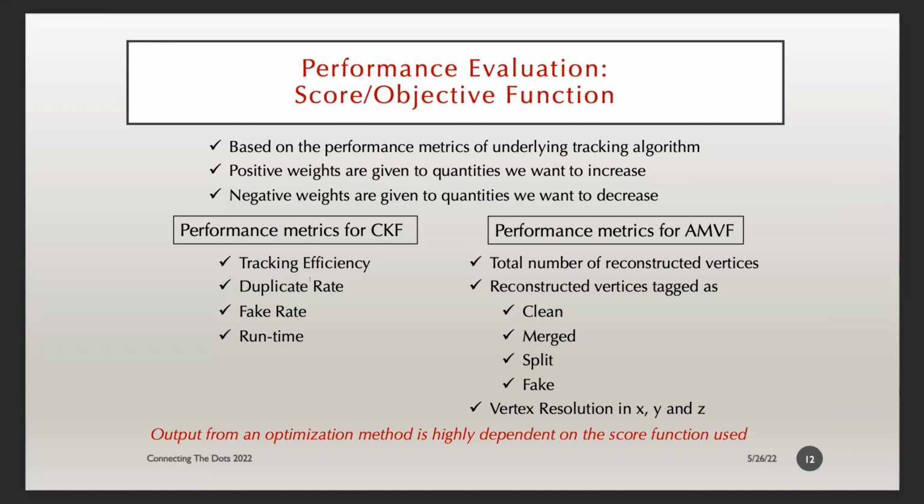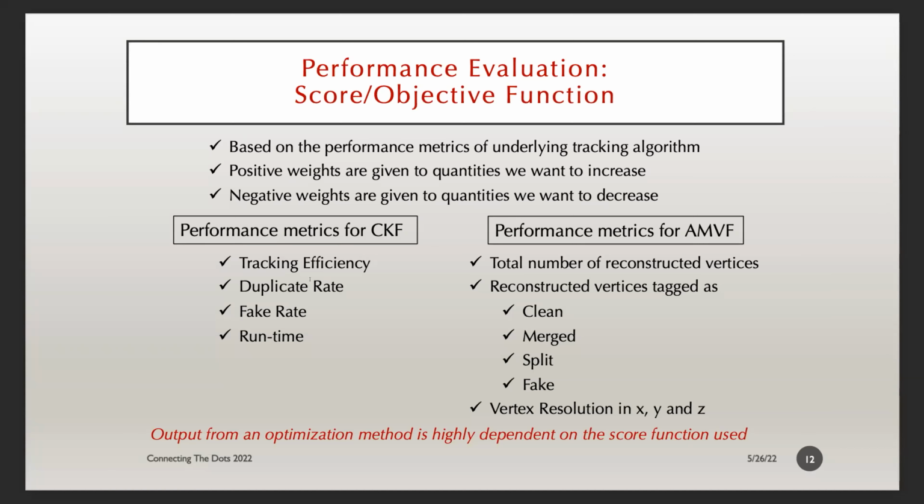And for the AMVF, the main performance metrics are the total number of reconstructed vertices, and then the reconstructed vertices tagged as clean, merged, split, or fake. The clean vertices are the ones which are associated to one truth particle with more than 70% of the reconstructed tracks. And the merged are the ones where we have 2 truth particles, but these are associated with one reconstructed vertex.